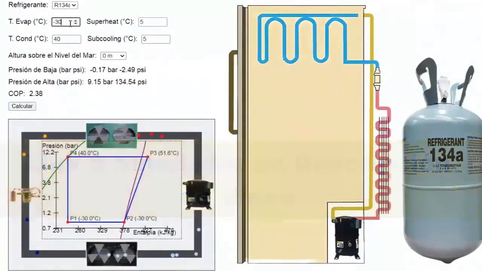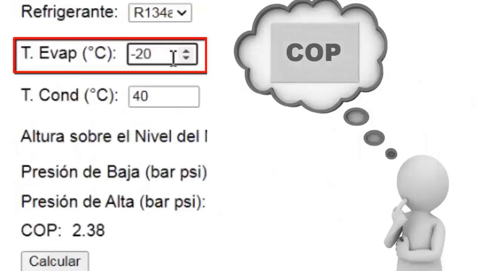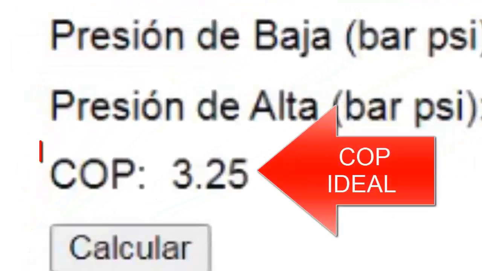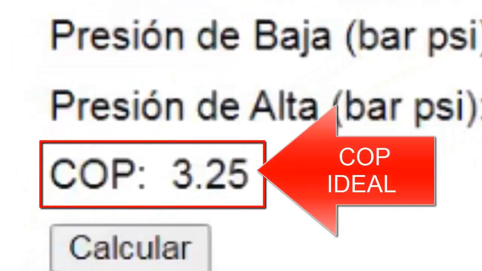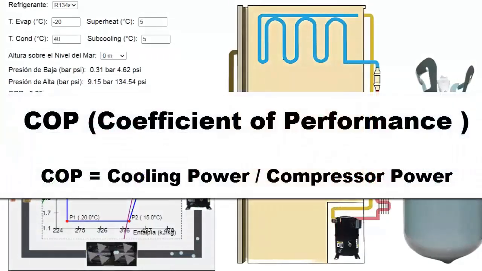5. Now we need to calculate the system's coefficient of performance, or COP. We start with an evaporation temperature of minus 20 degrees Celsius, which gives us the following COP. 6. Remember, the COP of a refrigeration system is the ratio between the amount of heat removed and the electrical power consumed by the compressor.